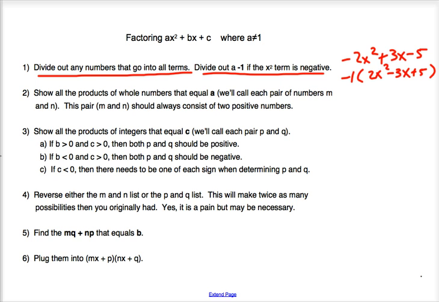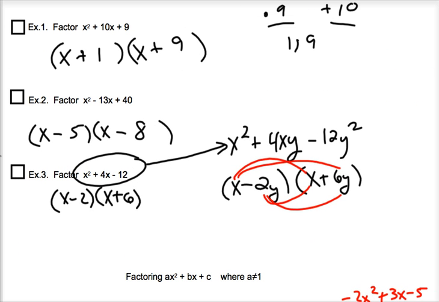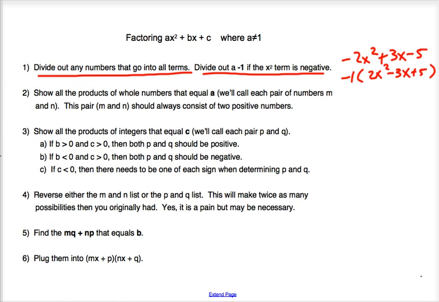For some reason, some people like to put negative x, negative x. Notice up here, I didn't have negative x, negative x. I had positive x, positive x, positive x, positive x. Don't ever put negative x, negative x. Okay? So after you take out the common term, you're going to write down all the products that are equal to a in front of the x squared.